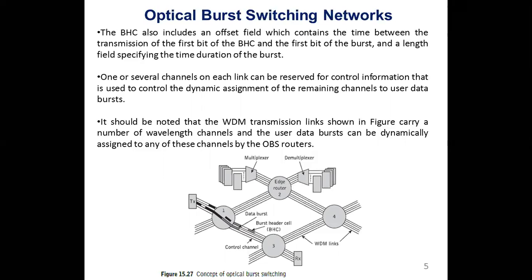So you can have a single or multiple channels on every optical link, which can be reserved for control information, and this is used to control the dynamic assignment for the remaining channels to other user data. So this process can carry multiple wavelengths, a very large number of wavelengths or users, and the user data in the form of bursts can basically be transmitted dynamically compared to the static provisioning which was being done in, let's say, SONET, for example. So the OBS routers in this case become very important, and they are dynamic routers.